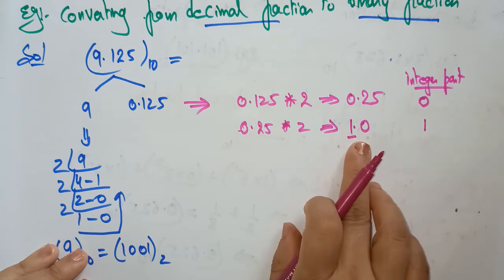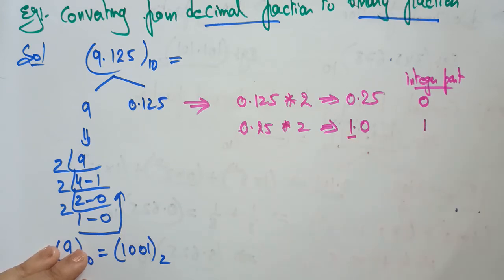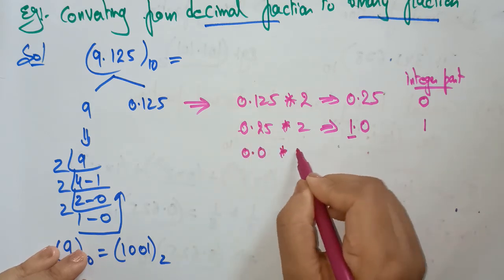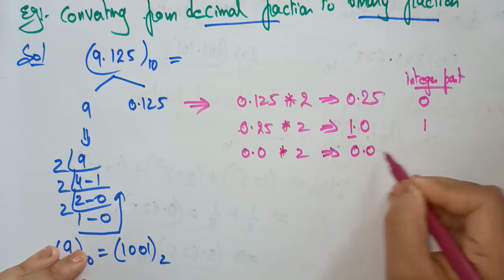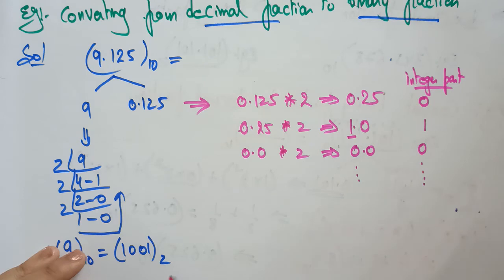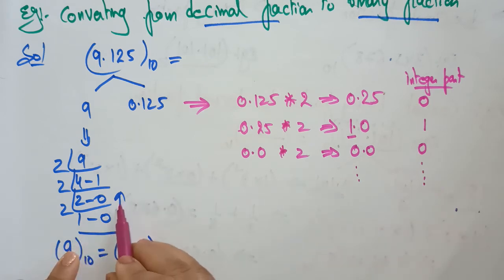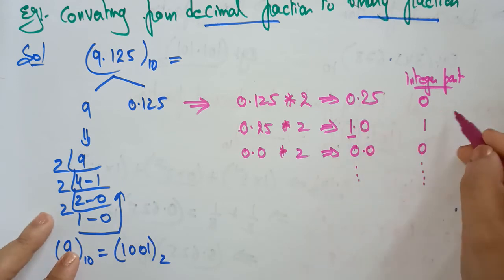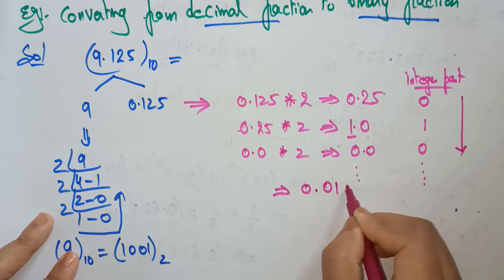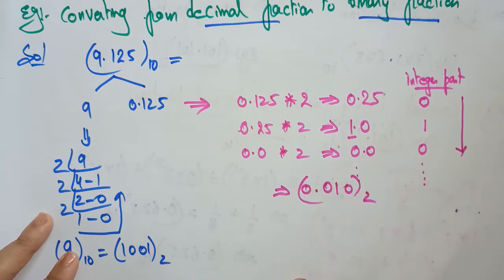Always take only the fraction part and multiply it with 2. What is the fraction part now? 0.0 times 2 is anyhow 0, so you are getting only zeros. Whereas in doing the LCM you take from bottom to top, for this fraction part you have to take from top to bottom. So that means this is 0.010 to the base 2.